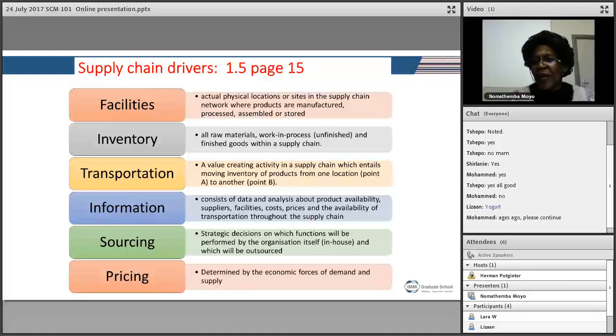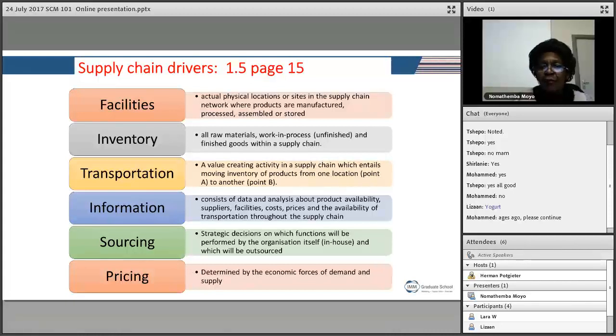Sourcing now, where are we going to buy our raw materials? The strategic decisions here are on which functions will be performed by the organization itself. That is, what is going to be done by the organization in-house and which will be outsourced. When we talk about outsourcing, they are saying there are certain functions that we can't do. Like maybe we feel having our own private transporters is going to tax us so much. Why don't we look for experts and we pay them? They do the transportation for us.